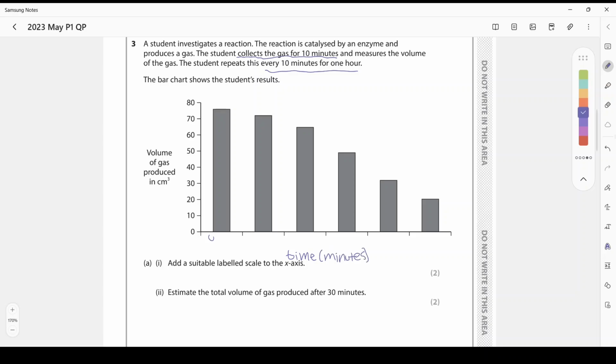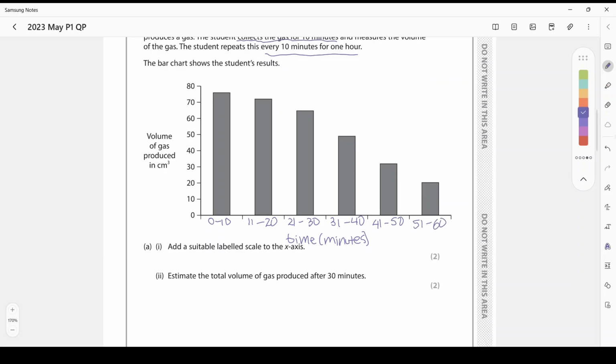And then we can do 0 to 10 minutes, 11 to 20 minutes, 21 to 30 minutes, 31 to 40 minutes, 41 to 50, and lastly, 51 to 60 minutes. All right, estimate the total gas produced after 30 minutes.